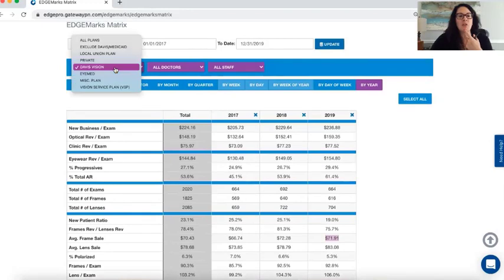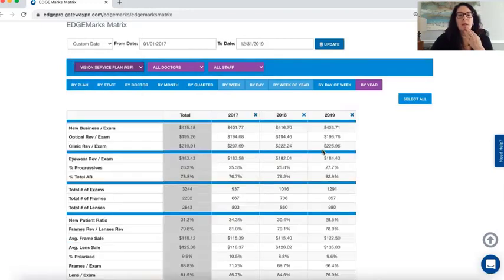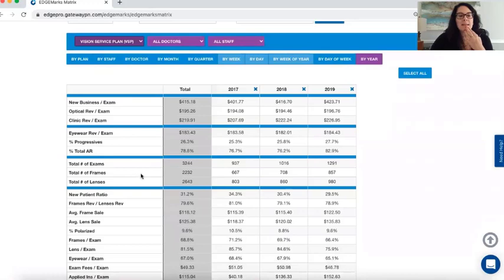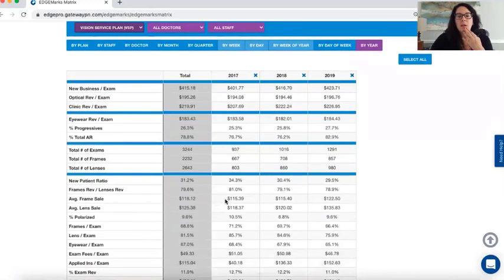And then, of course, you can sort by VSP. That was our second one. Taking a look here at our average frame sale, it was $115 in 2017, relatively flat in 2018. And then we had a massive jump in that average frame sale. So again, what happened between 2018 and 2019? Did we have different staff members? Did we change our planogram where we had higher-tiered price points within our frame board planogram? So this helps you dig down even further.